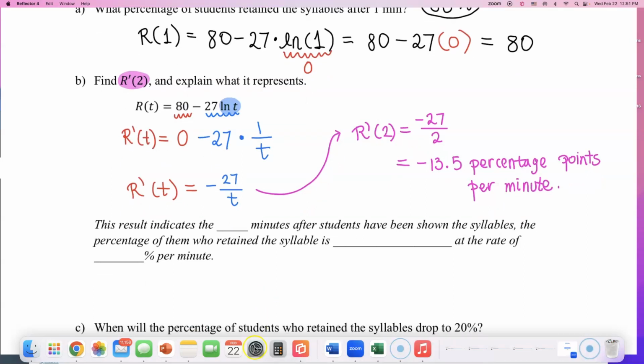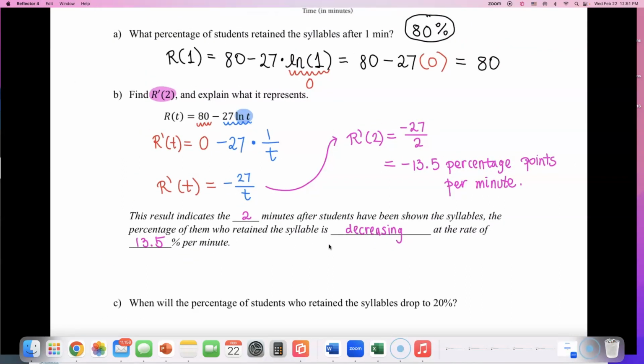So I think we have this fill in the blank for interpretation. Let's go ahead and fill this out. This result indicates that 2 minutes after, because that's the number we plugged in, after students have been shown the syllable, the percentage of them who retain the syllable is decreasing, because it's a negative number. It's decreasing at the rate of 13.5% per minute. So that's the interpretation of R prime of 2.